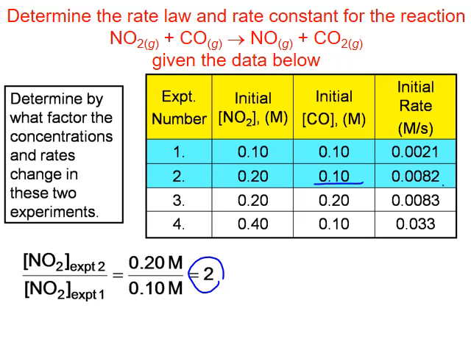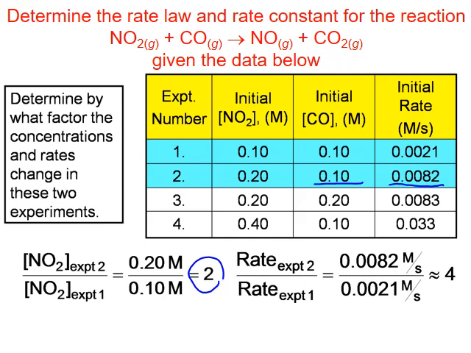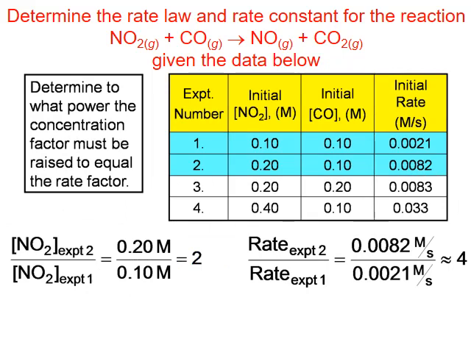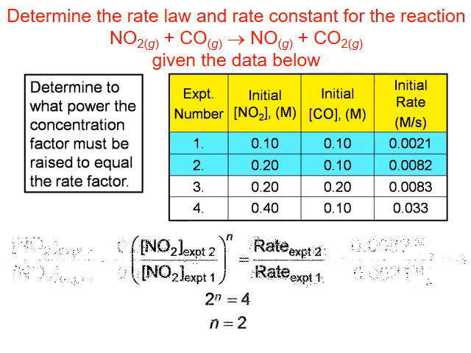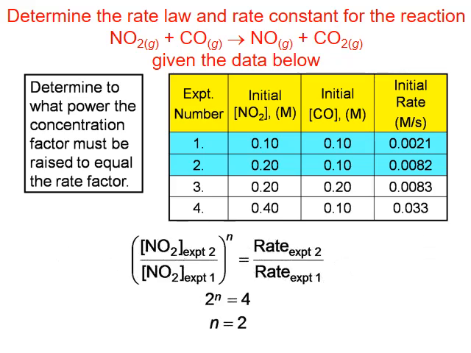We do need to compare our initial rates, and so when we do that, rate 2 divided by rate 1, 0.0082 divided by 0.0021 is approximately a 4-fold difference. Okay, now we need to determine what power the concentration factor must be raised to equal the rate factor. So our concentration ratio was 2, our rate ratio was 4.